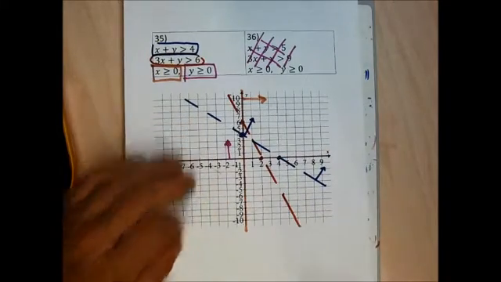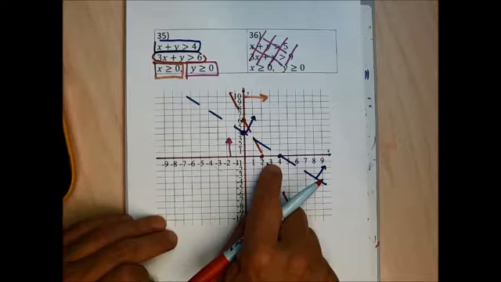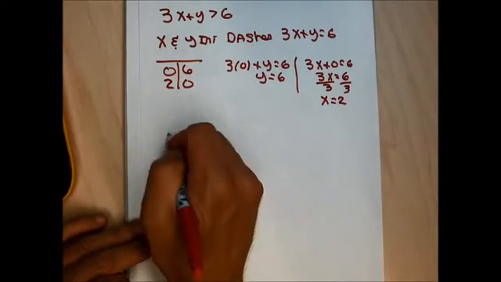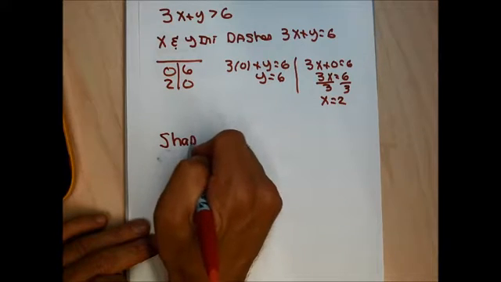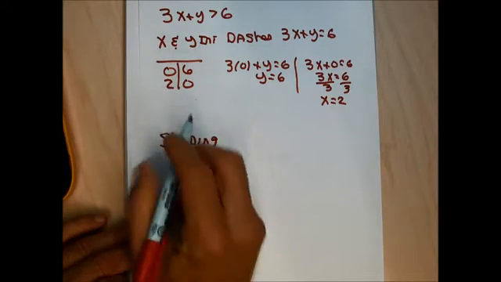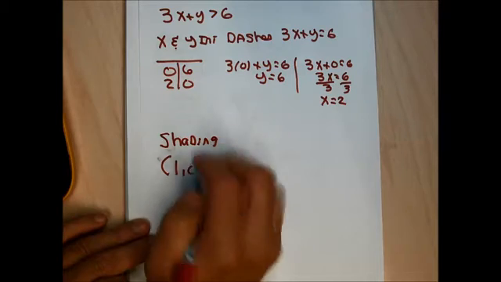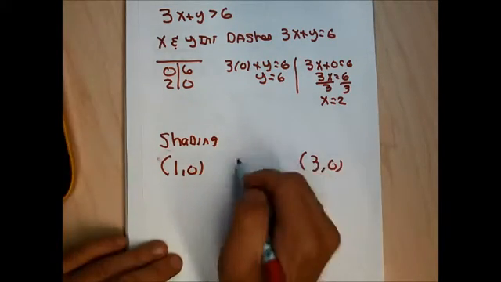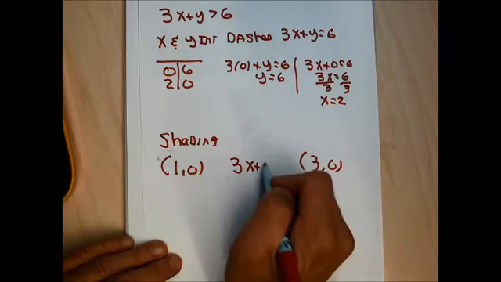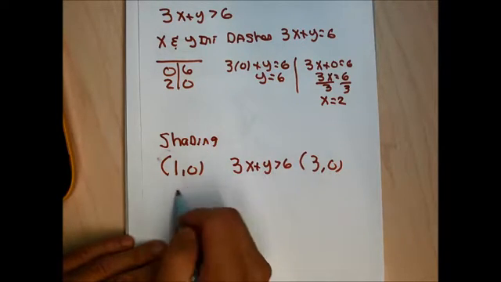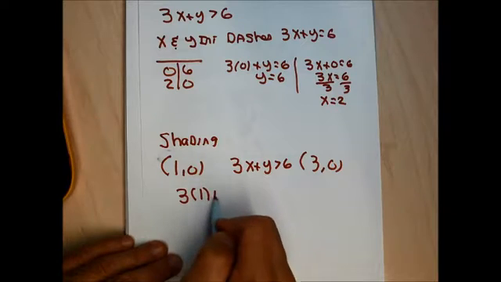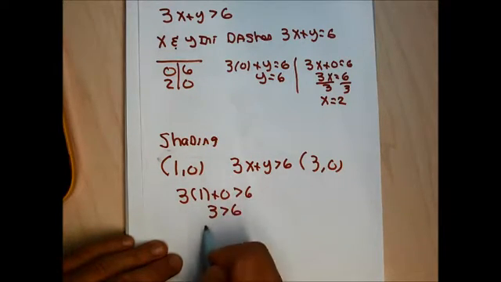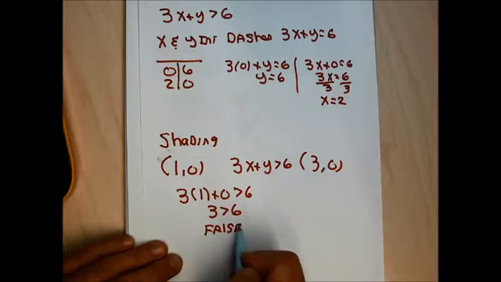Figure out where to shade by checking 1, 0 and 3, 0, which are the points on either side of that intercept. So for shading, I'm going to check the one to the left, which is 1, 0, and to the right, which is 3, 0. And I'm checking them in 3x plus y is greater than 6. So I'm going to go 3 times 1 plus 0 is bigger than 6. That gives me 3 is bigger than 6, which is false.